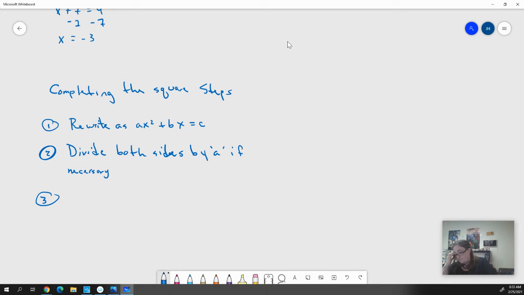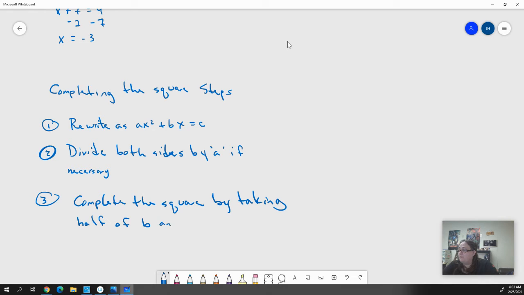Number 3, we're going to complete the square by taking half of b, half of our b term, and squaring it. Then add it to both sides of the equation, whatever term we come up with.